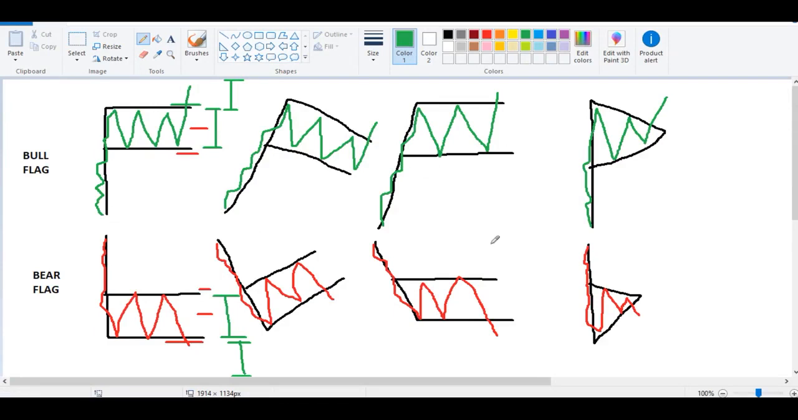So this was the flag pattern. It's very simple, very easy to trade. So let's move on to the next pattern now, guys.